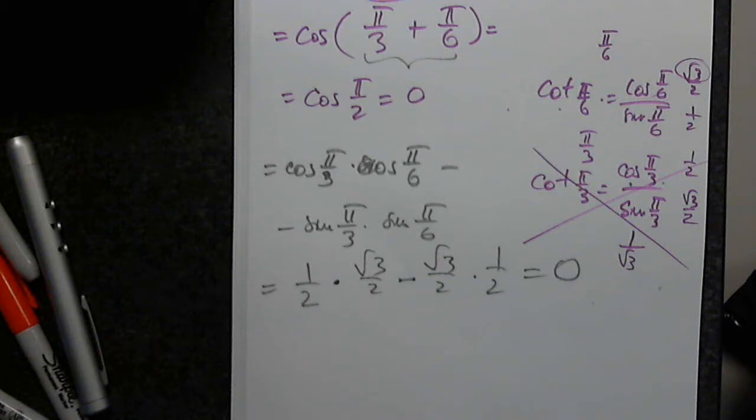Same thing. 1/2 times the square root of 3 over 2 minus the square root of 3 over 2 times 1/2. Same quantity, 0. Yeah.